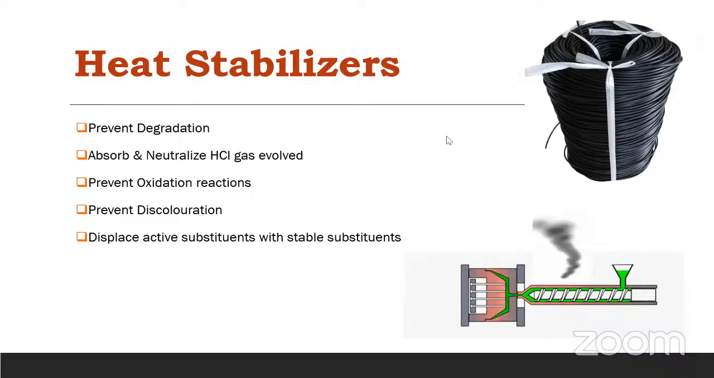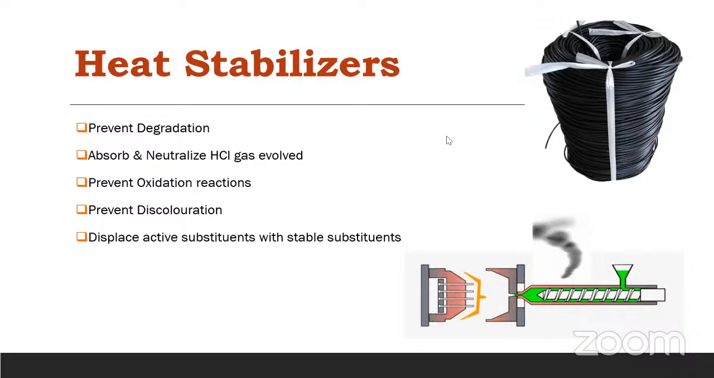Now talking about the heat stabilizers. So heat stabilizers protect polymers like polyvinyl chloride from degradation at higher processing temperatures. And these stabilizers generally absorb harmful byproducts or neutralize the gases which are released during heating or while processing your polymer material.